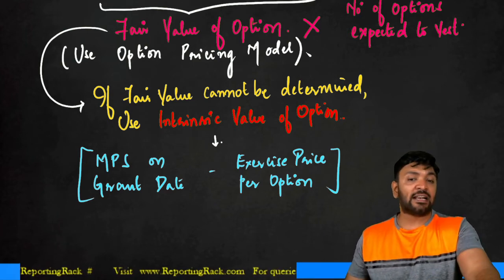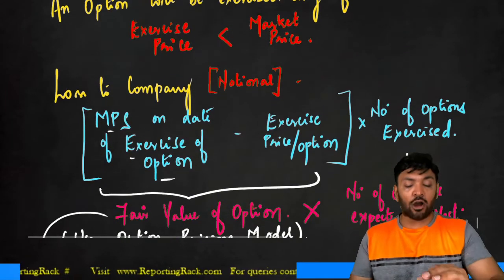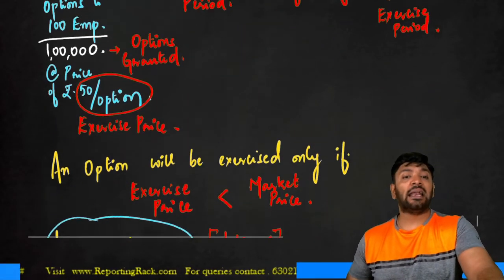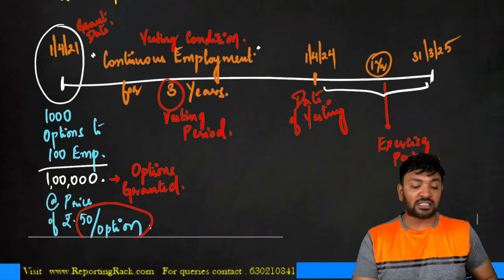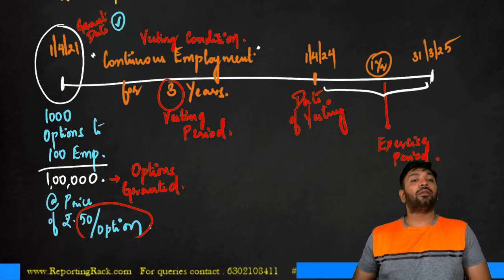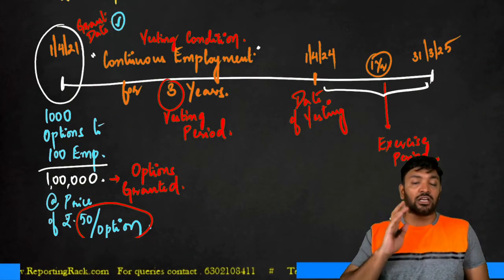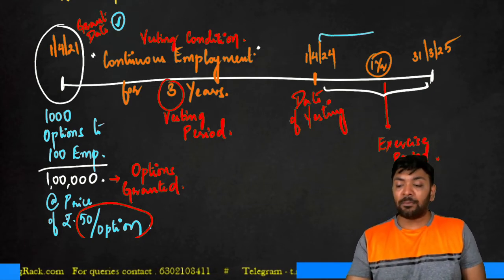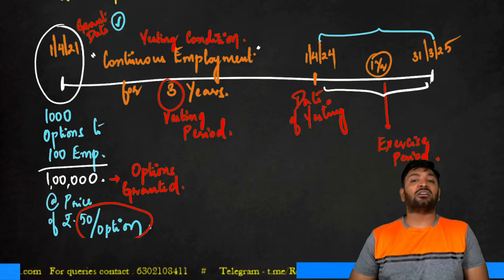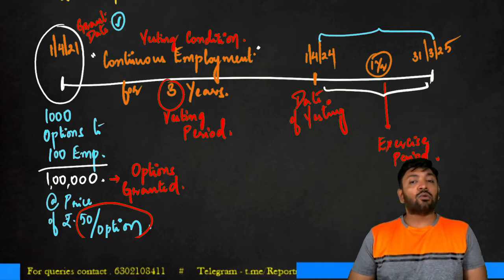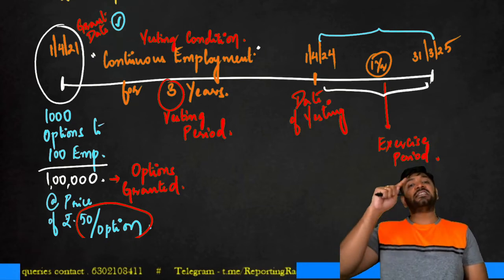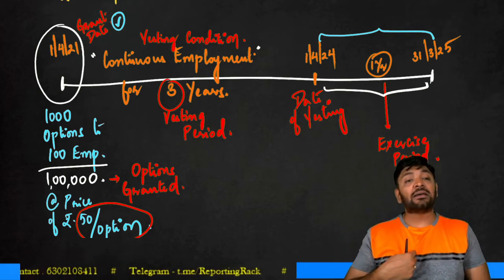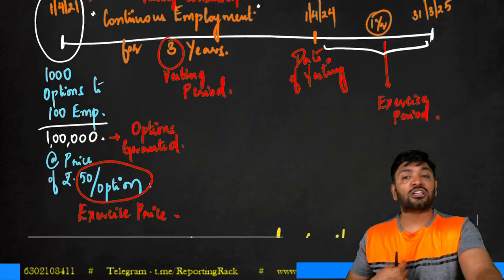When should I estimate this? This estimation of loss to company should occur on the grant date, on the day on which the options are granted. This is estimated future loss. When will the loss occur? The loss will occur anytime between 2024 to 2025. So what am I saying? This loss is expected to occur after 3 years. So by conservatism concept, I'll have to recognize this loss today only.